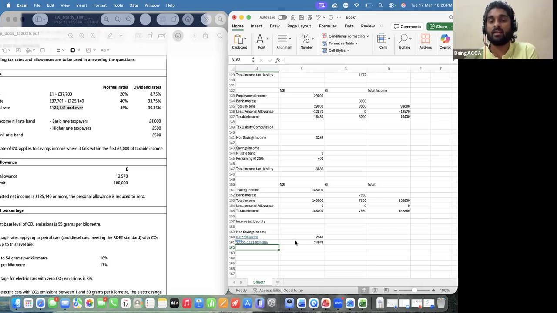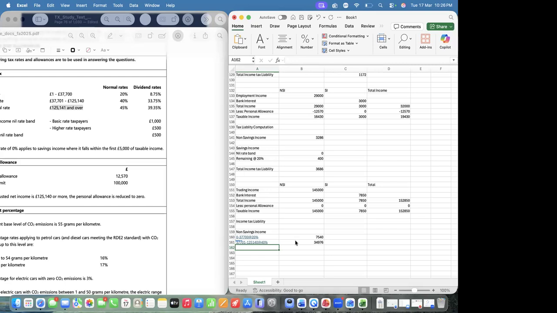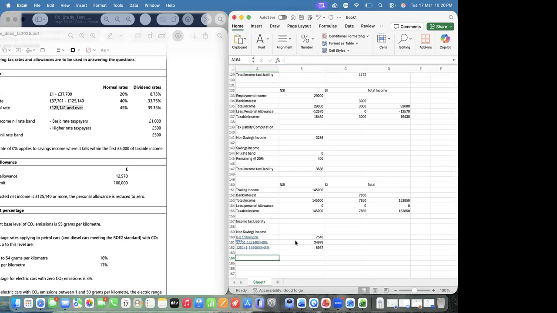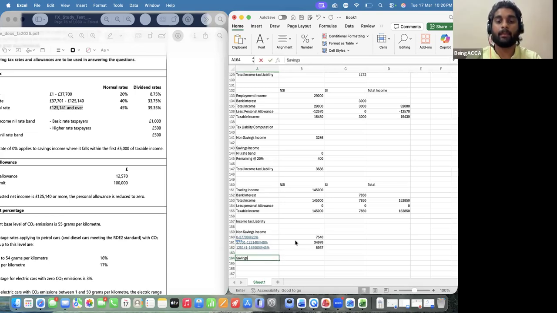Next, the amount over that is at 45%. There is only one other tax rate. So 125,141 to 145,000 at 45%. That is 145,000 minus 125,140, times 45%. You have got your income tax liability for non-savings income. Next, let's move on to savings income.